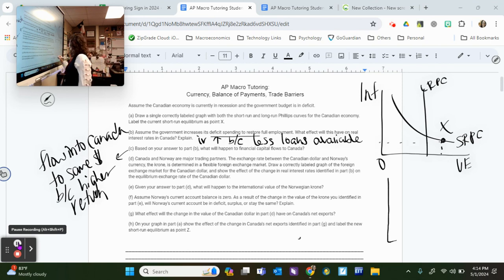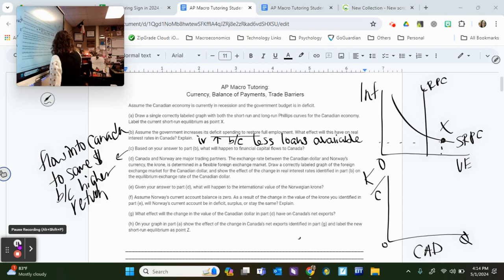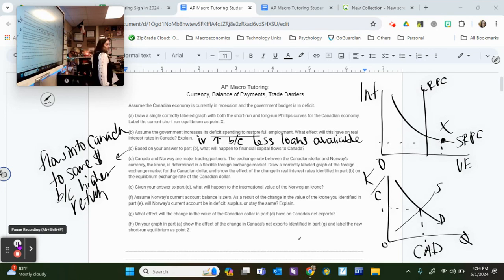So we're drawing the Canadian dollar, the CAD. How would you label the y-axis? Krona over Canadian dollar. You can do that. K over C. It doesn't matter which way the graph goes.